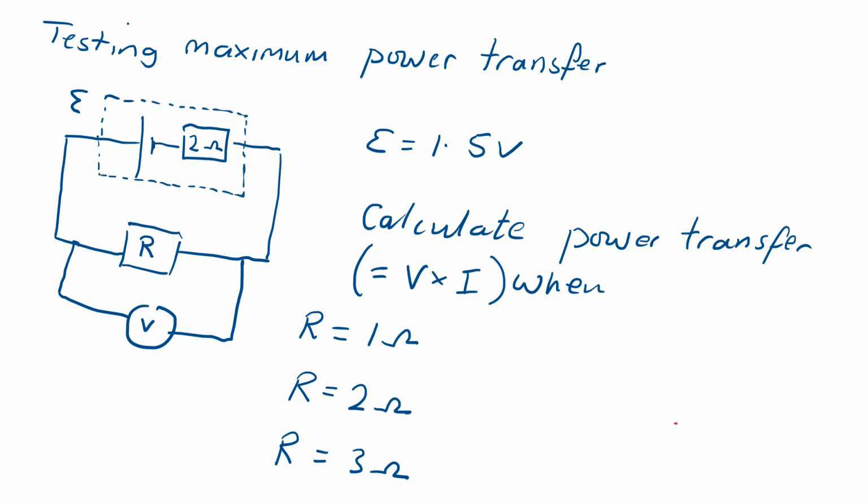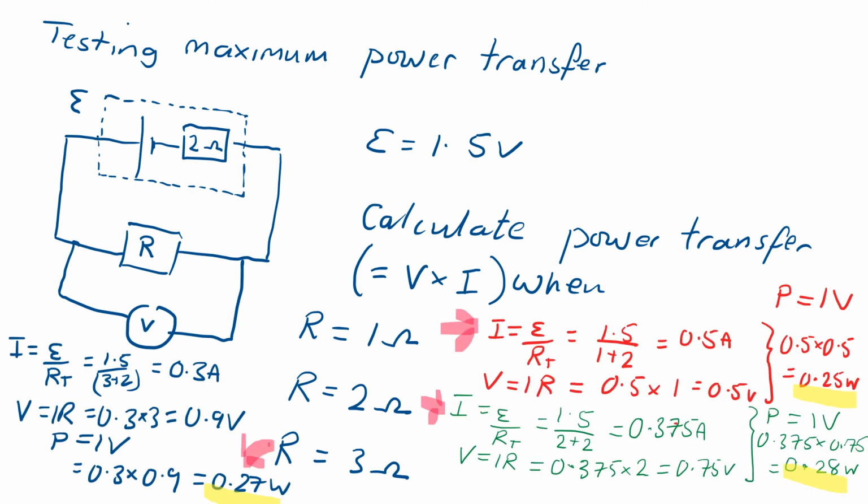We've got a cell with an EMF of 1.5 volts and an internal resistance of 2 ohms. Calculate the power transfer, which is going to be found from V times I, where V is the potential difference across the load resistor, sometimes known as the terminal potential difference in our equations. Calculate the power transfer when R, the load resistor R, is equal to 1 ohm, when it's equal to 2 ohms and when it's equal to 3 ohms. I'd like you to pause the video and spend a few minutes working on this.